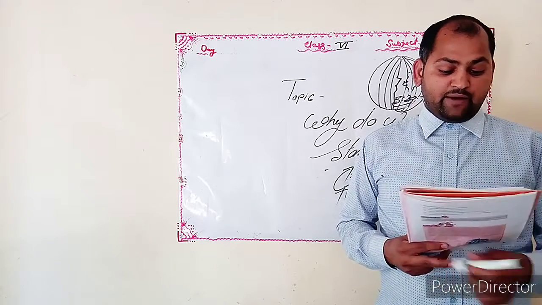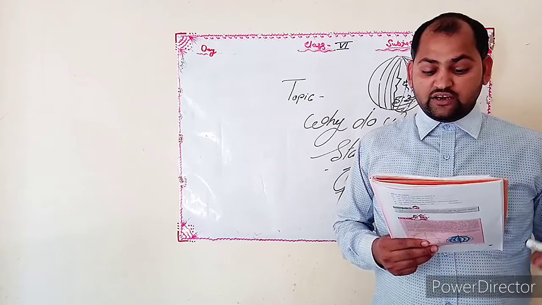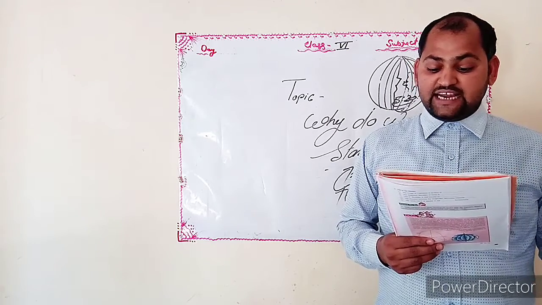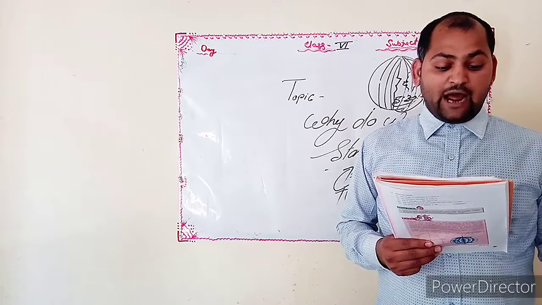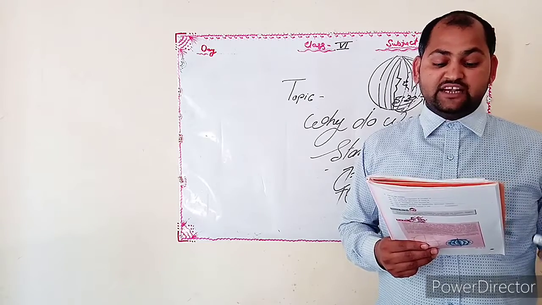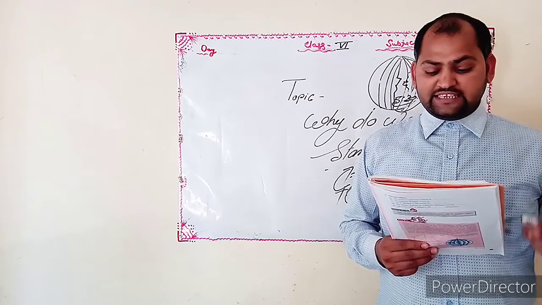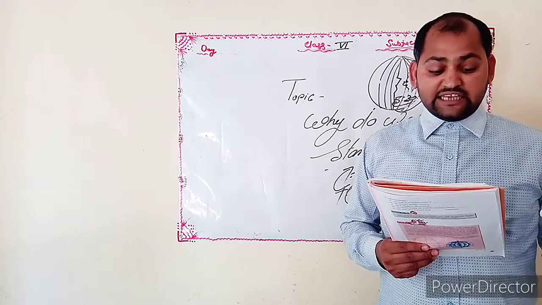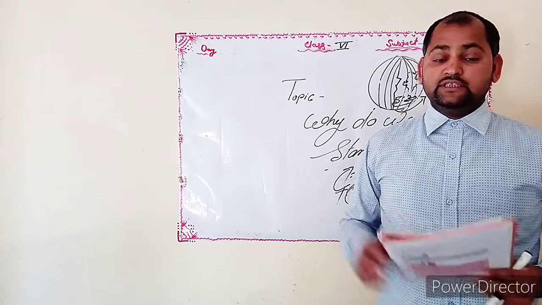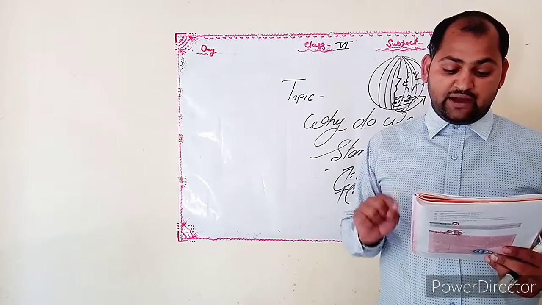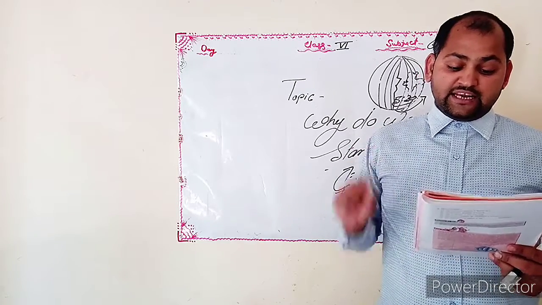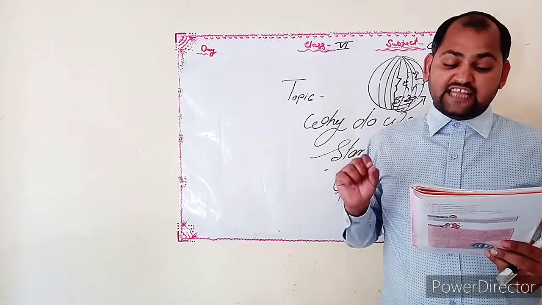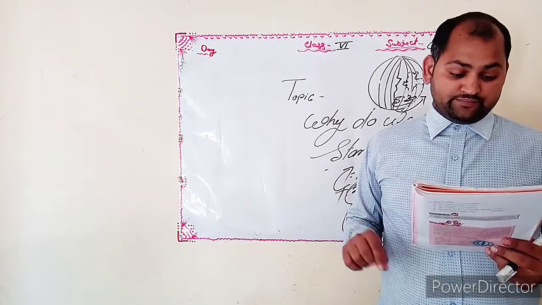Some countries have a great longitudinal extent, and so they have adopted more than one standard time. For example, in Russia, there are as many as 11 standard times. That's a very important line. Remark this and note it down in your copy. Russia has 11 standard times.